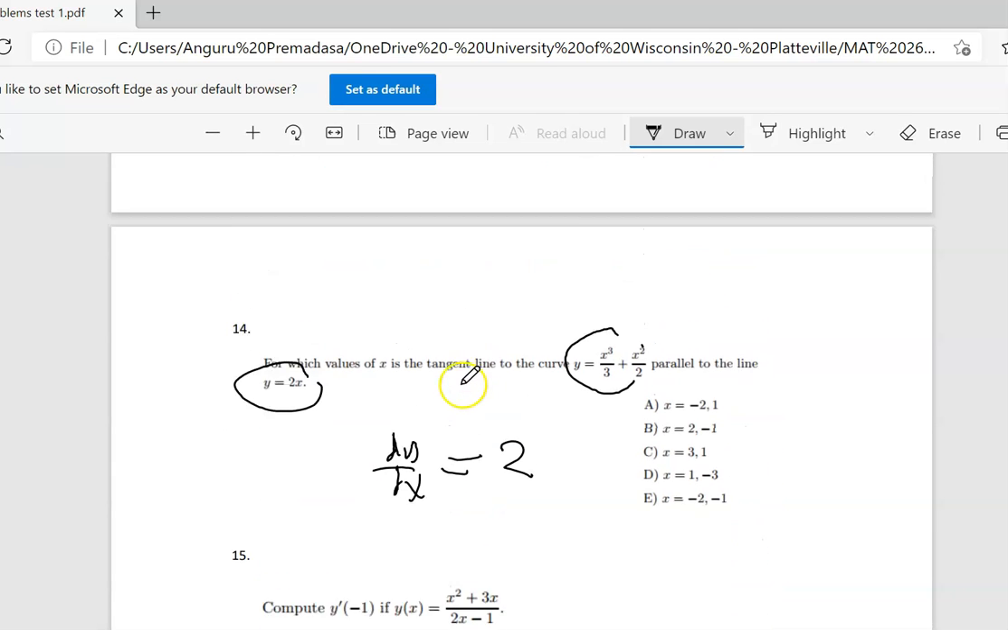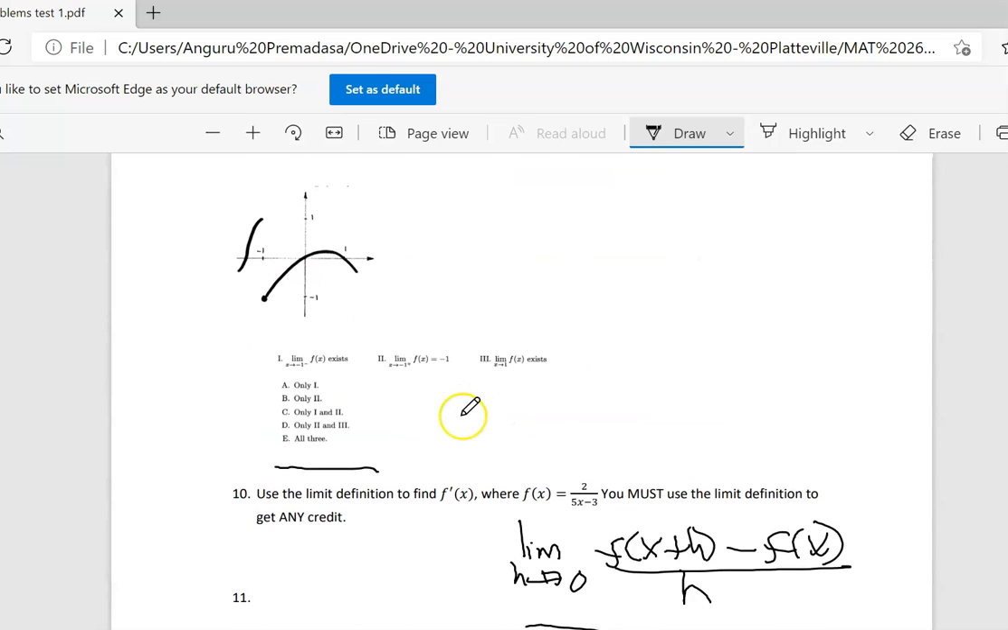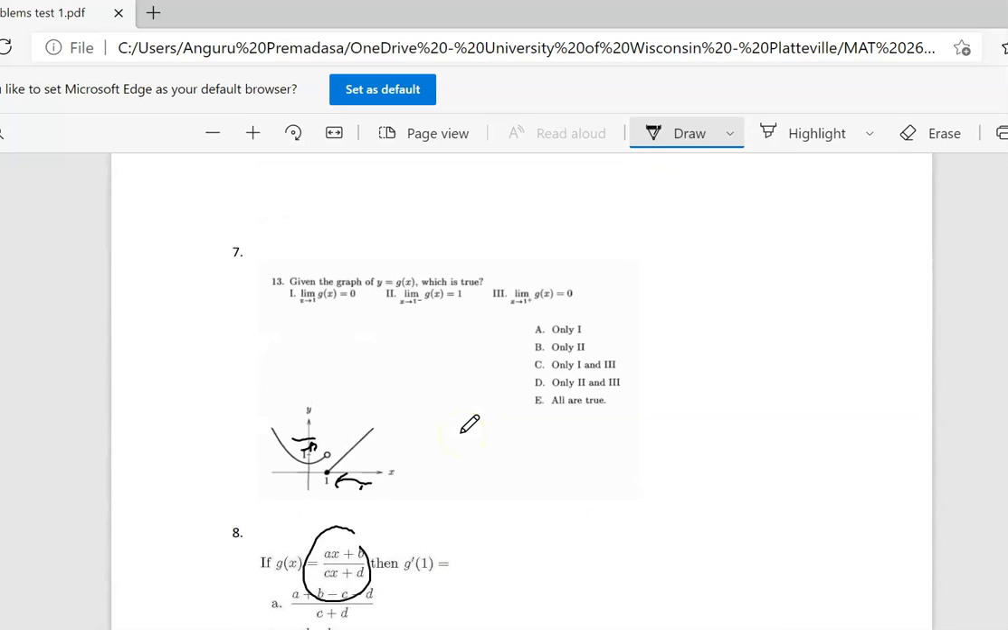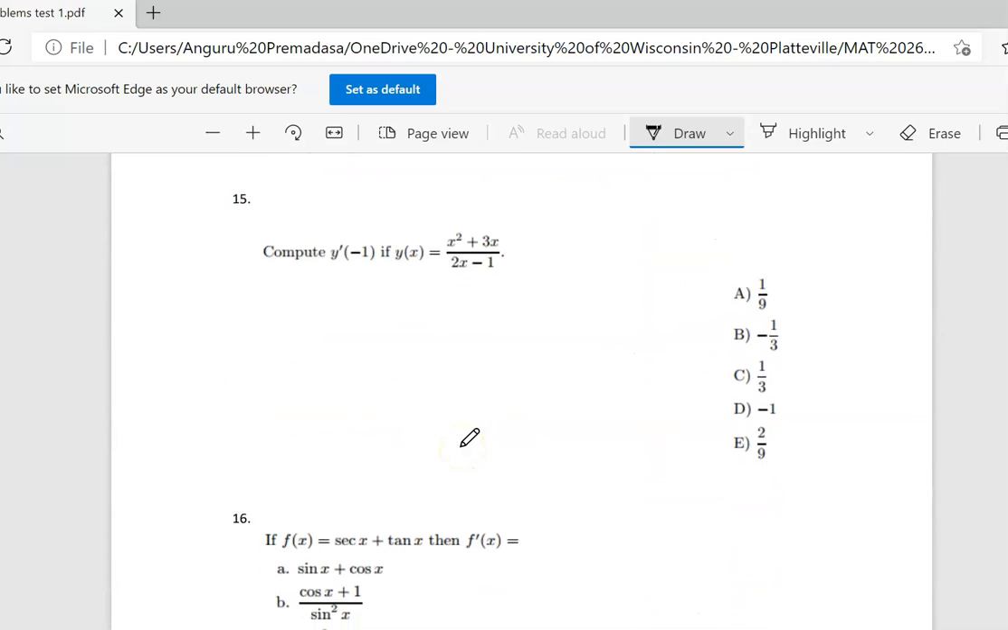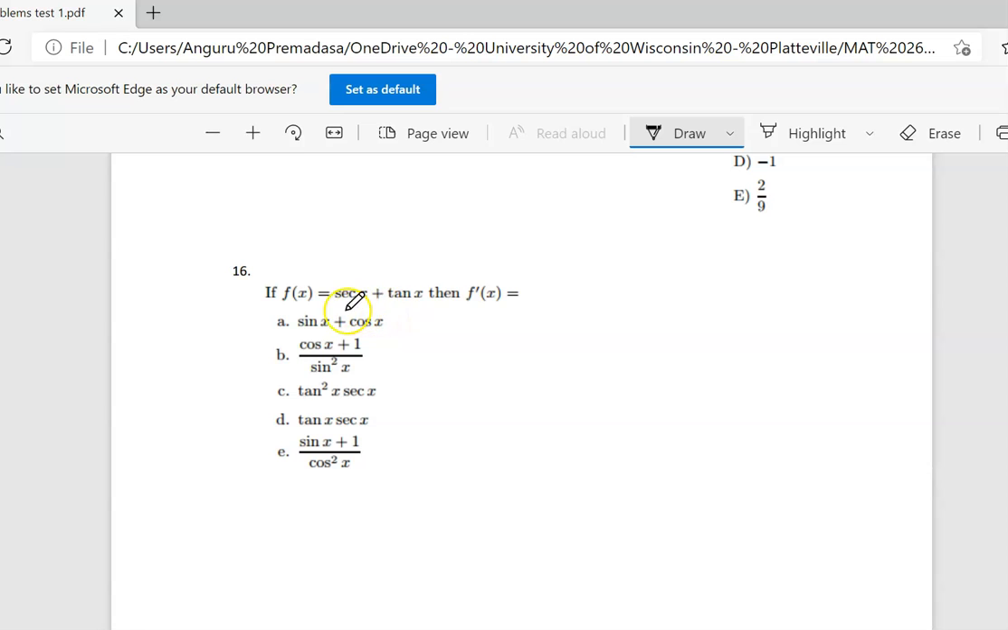Another one, number 15, is a chain rule problem, exactly like what we did in number 8. So use the chain rule, right, and find the answer. Okay, and then here's a trick problem.